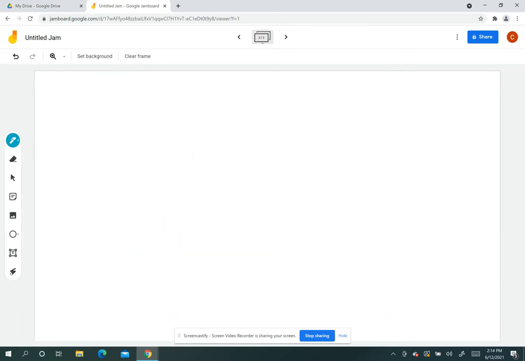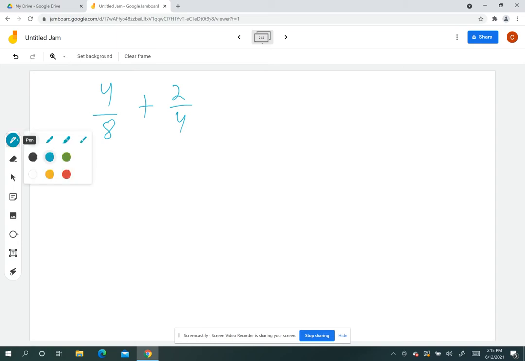So for instance, if I look at another problem and I have 4 over 8 and I add with 2 over 4. Well, I look at my denominators, they're not the same. I have a 4 and I have an 8. But I can do something that will get me the same denominator. Now, let's find my LCM, my least common multiple, the smallest number that 8 and 4 both go into.